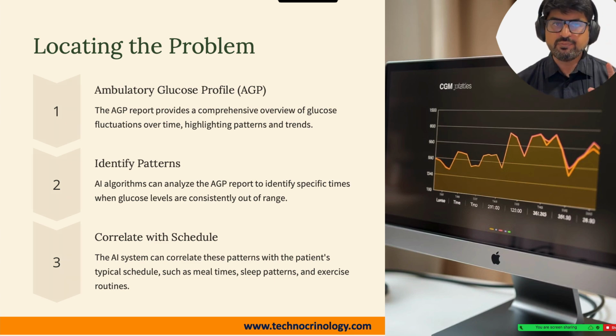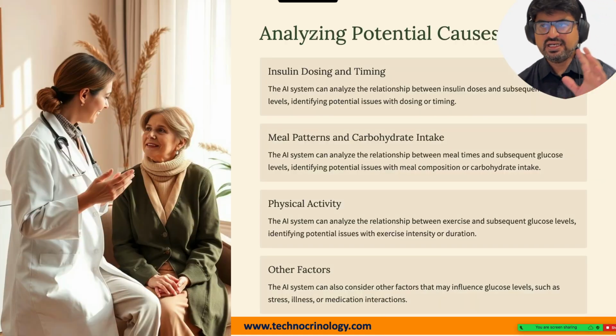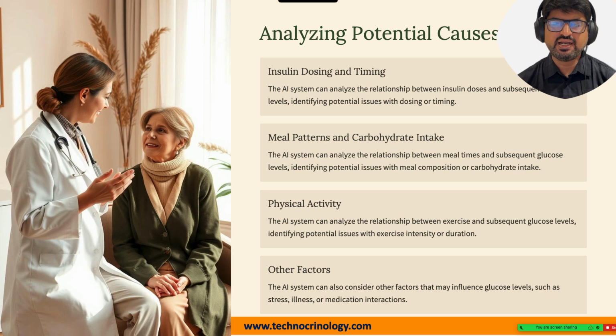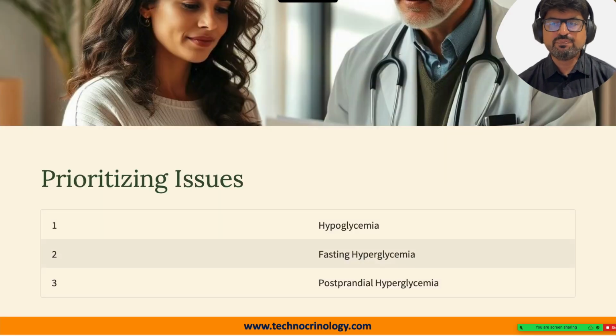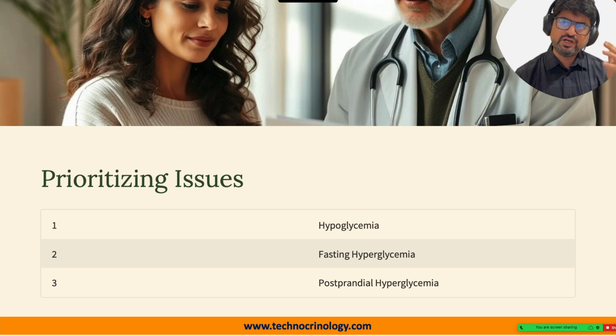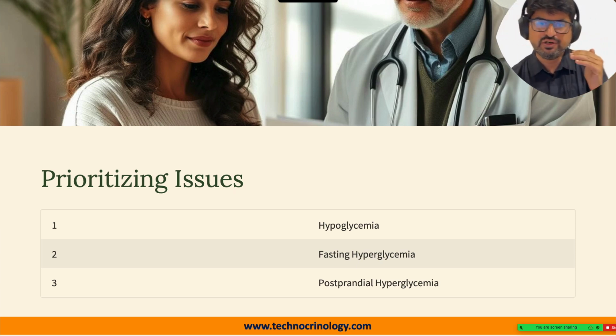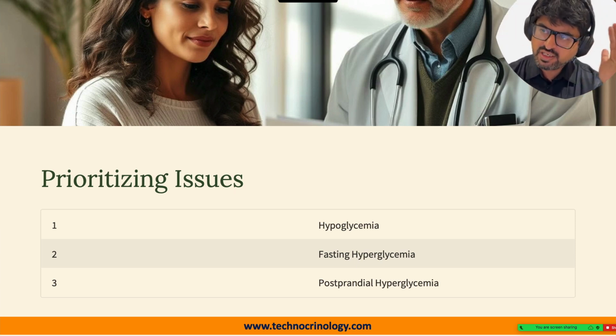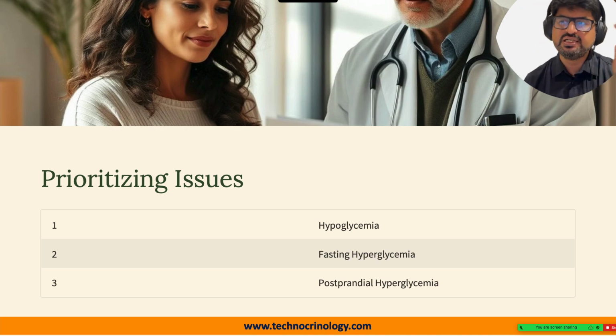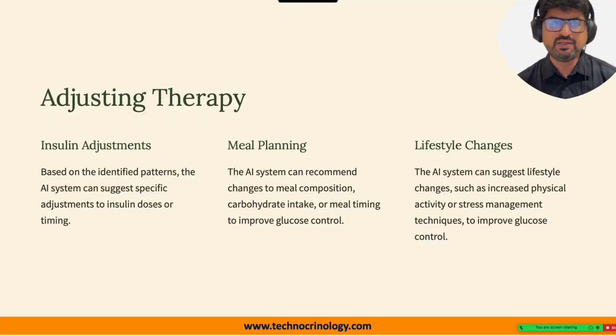Then you look at the entire ambulatory graph of the patient, identify patterns, correlate with the patient's schedule, and analyze the potential causes. So look at insulin dosing and timing, meal patterns, physical activity, other factors. Then you prioritize the issue. In terms of priority, hypoglycemia is the first priority. Correct the fasting hypoglycemia, then look at post-prandial hypoglycemia. This is a step. So what are the changes that you make when you interpret a CGM?